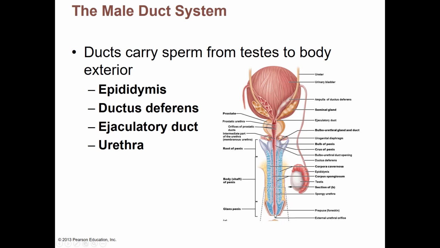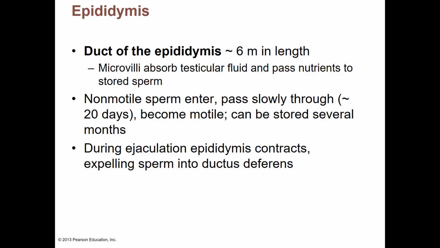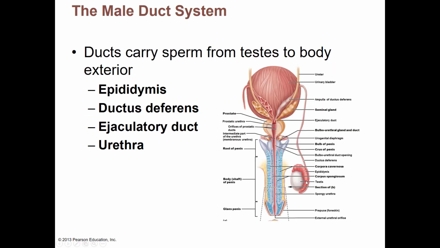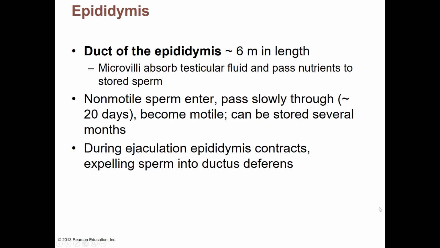Now, the epididymis, the part that's right here surrounding the outside of the testes, is about 6 meters in length. That's like 20 feet long. It's very windy, very twisty. Inside of there, there's lots of microvilli to absorb testicular fluid, as well as pass nutrients to stored sperm that are in there.